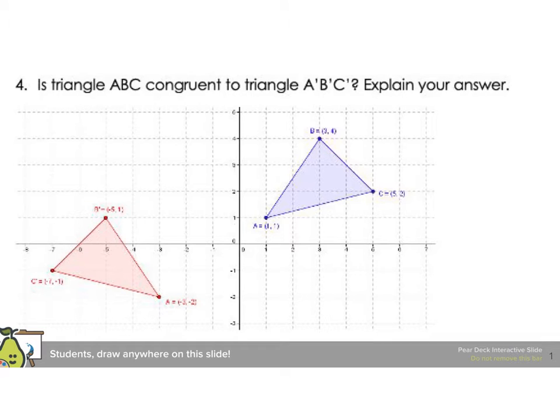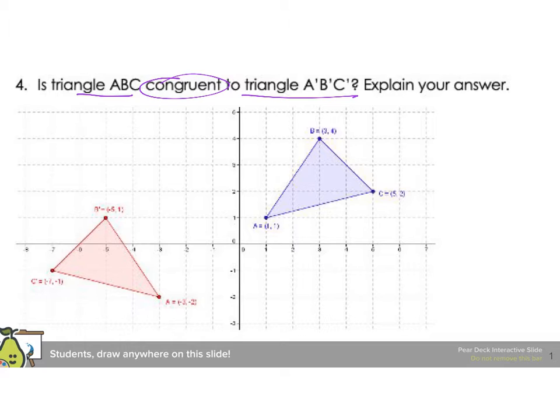Okay, so this is a different type of problem. Instead of asking us to perform multiple transformations, transformations have been done, and we need to prove that triangle ABC is congruent to triangle A prime, B prime, C prime.